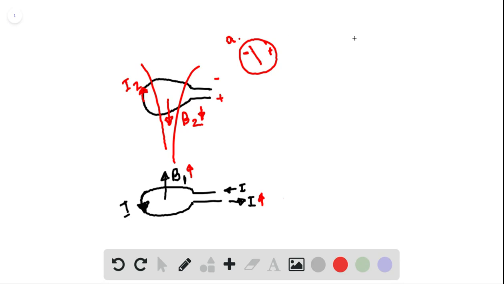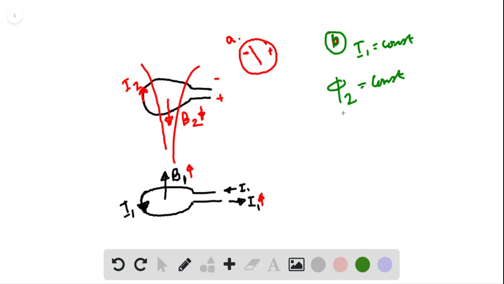Part A. What happens in part B? Part B, what you have is I1. We can just call this current I1. So I1 is constant, which means the flux through the second ring is constant.